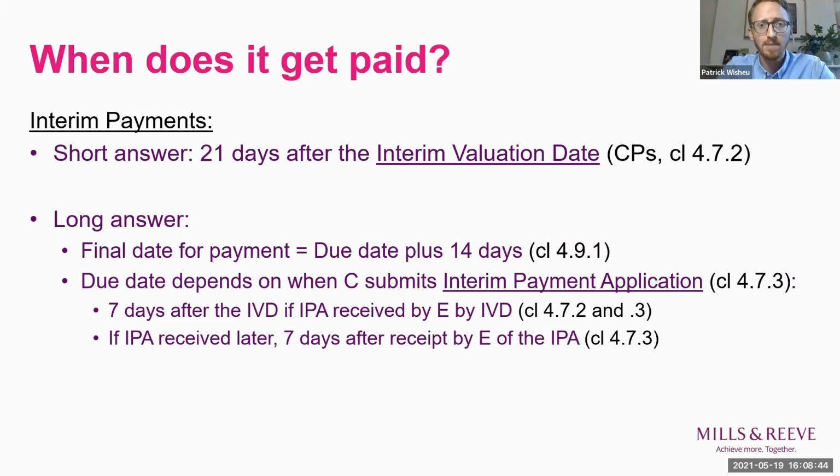So if the interim payment application is received by the employer on or before the interim valuation date, then it's 7 days from the interim valuation date. So it can't be sooner than 7 days after the interim valuation date. If the interim payment application is received by the employer later than the interim valuation date, then it runs 7 days from then. And it's important to note that it's about receipt of the interim payment application by the employer. So you want to just pay attention to how you're serving that interim payment application.